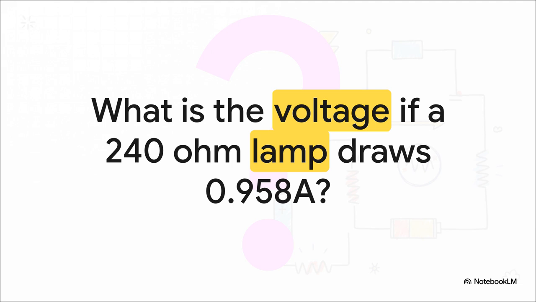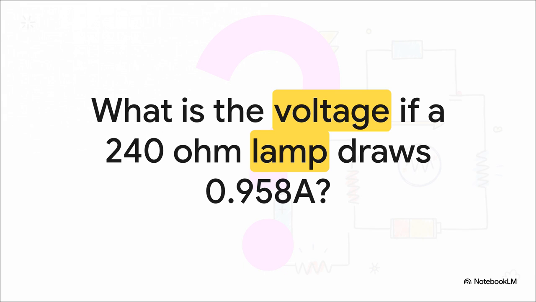Now for problem number 2. And fair warning, I am not going to just hand you the answer to this one. Let's say you take that exact same 240 ohm lamp and you take it on a trip across the pond to the UK. You plug it into a UK wall outlet and your trusty multimeter tells you that you are now drawing a current of 0.958 amps.